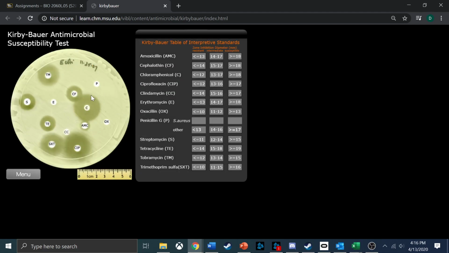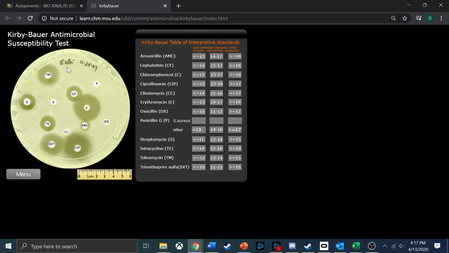This here is a Kirby-Bauer antimicrobial susceptibility test, and you're going to be testing the effect of each antimicrobial antibiotic on here. We have amoxicillin as the first one, which is going to be AMC on the disc. Where we see AMC, we're testing how susceptible this organism is.